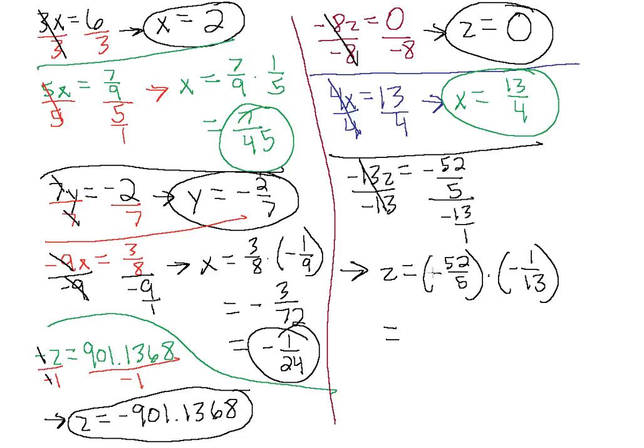Negative times a negative gives us a positive, so these two cancel out. We have 52 over 5 times 1 over 13, which gives us 52 over, and 5 times 13 gives us 65. And we can reduce this to 4 over 5. 4 over 5 is our answer.